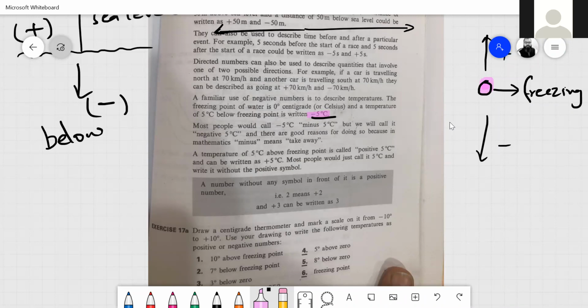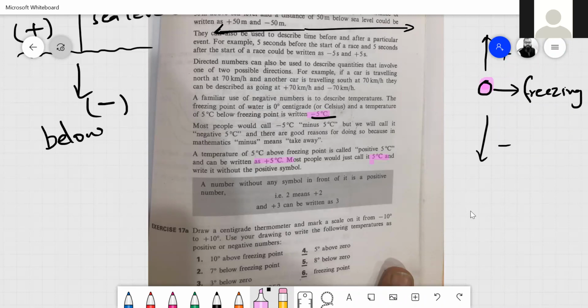Okay. A temperature of 5 degrees above freezing point is called positive 5 and can be written as plus 5 degrees. Most people would just call it 5. It is also correct: plus 5 or only 5. Both are the same thing. Keep it in your mind.